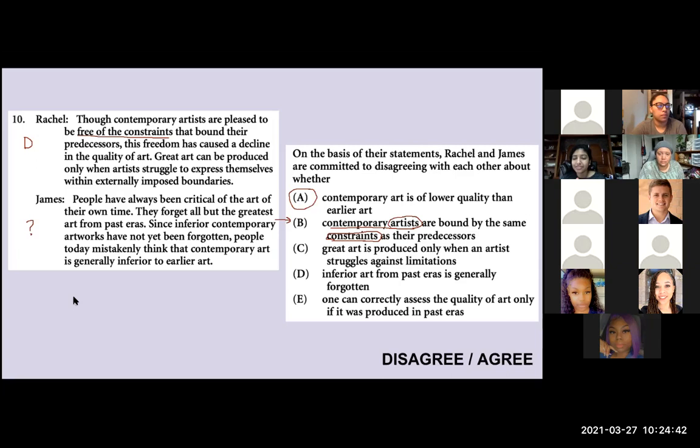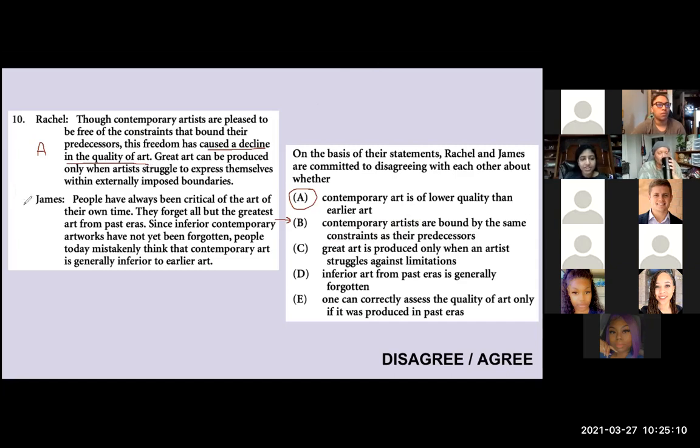Okay, let's go over A really quickly then. Contemporary art is of lower quality than earlier art. What would Rachel say about that? She would agree. Yeah, Rachel would agree. This freedom has caused the decline in the quality of art. Exactly. Rachel is saying over time, the quality of art has gone down.